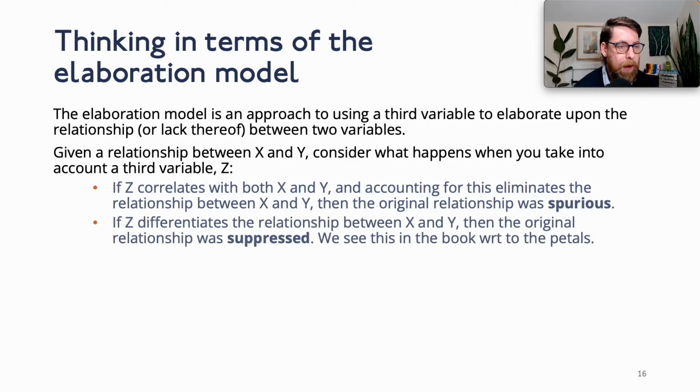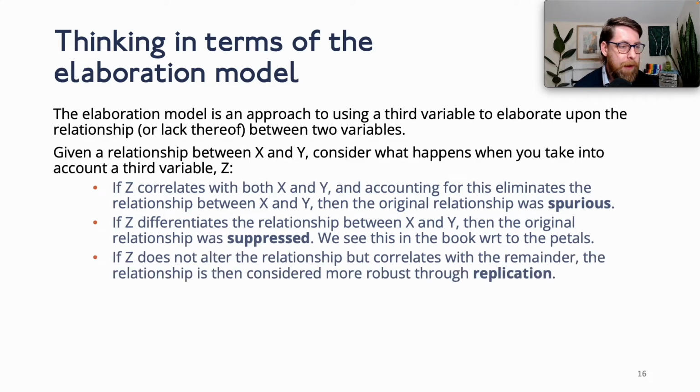Now, interestingly, if you add a third variable and it makes a relationship clearer, then you have a suppressive relationship. And you don't really see that very often, but we do see that here in the data. It's kind of neat, so we're going to show it on the next slides, one of the last things we do. So if z does not alter the relationship but correlates with them, then it's more robust. So let's say the relationship between x and y has some sort of value, and you control for a third variable, and that value still persists. Then we would think that that relationship is more robust, and we haven't proven that relationship, but we have replicated it in the presence of some other variable.